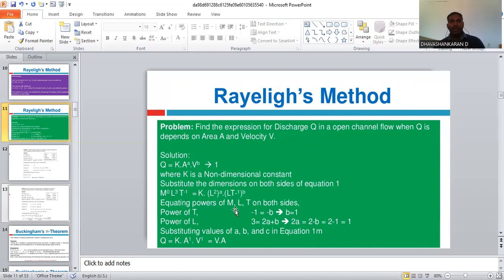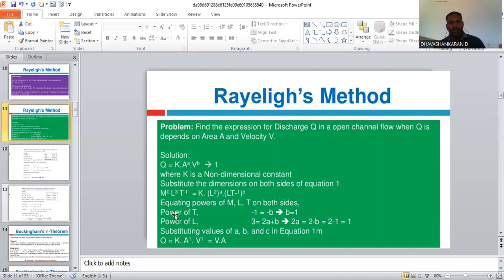So, equating the powers of M and T. We don't have any M in the above equation. The power of M is 0, so the entire power of M will be 0. We have not considered the M naught value.